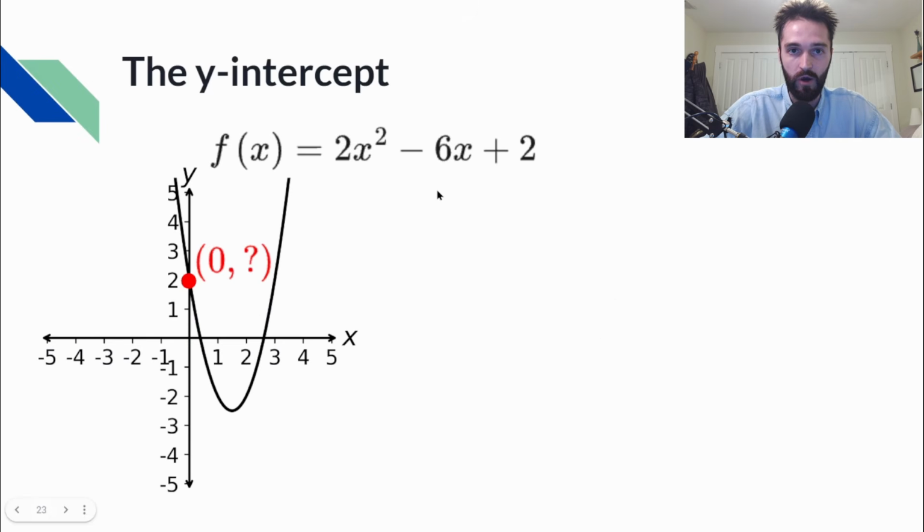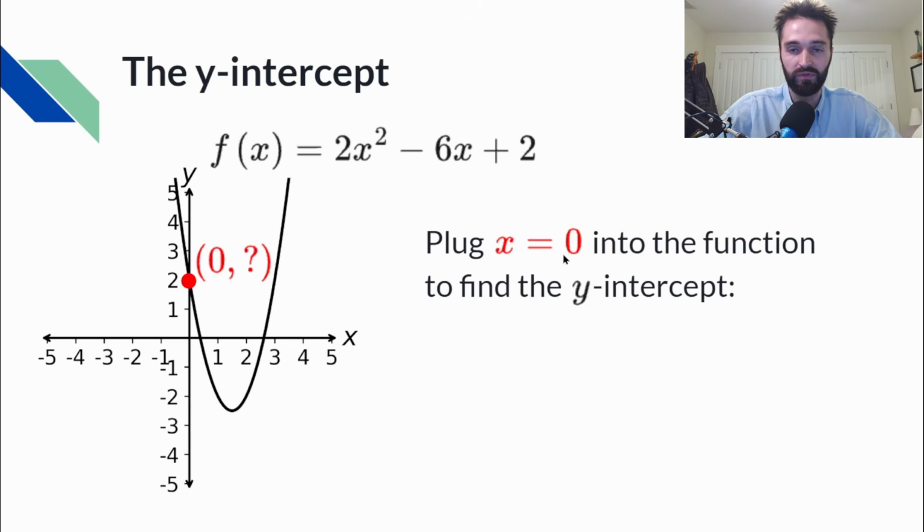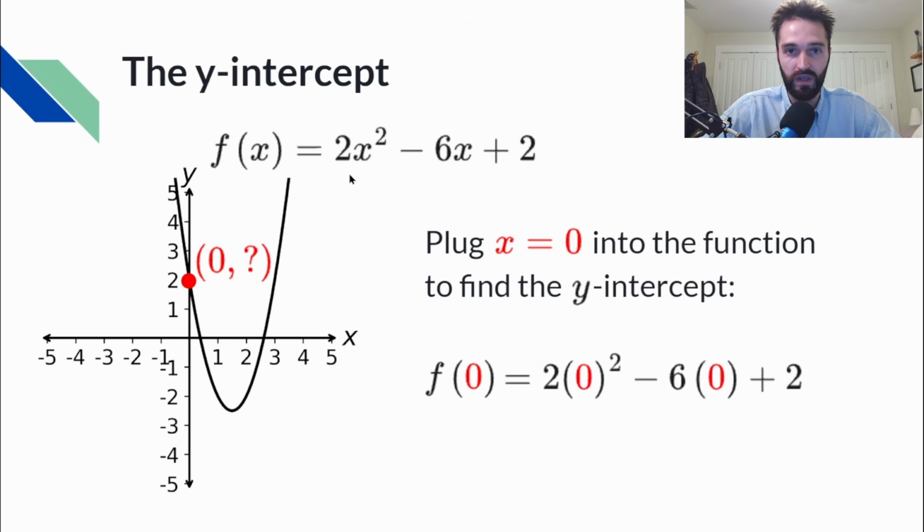So let's try this out. Here we have the function f of x equals 2x squared minus 6x plus 2. And we're looking for the y value of the red point. Okay? So we plug x equals 0 into the function to find the y-intercept. Let's evaluate f of 0. All right? When we plug 0 into the function, we get 2 times 0 squared minus 6 times 0 plus 2. Right? We're plugging 0 in for x here in red.